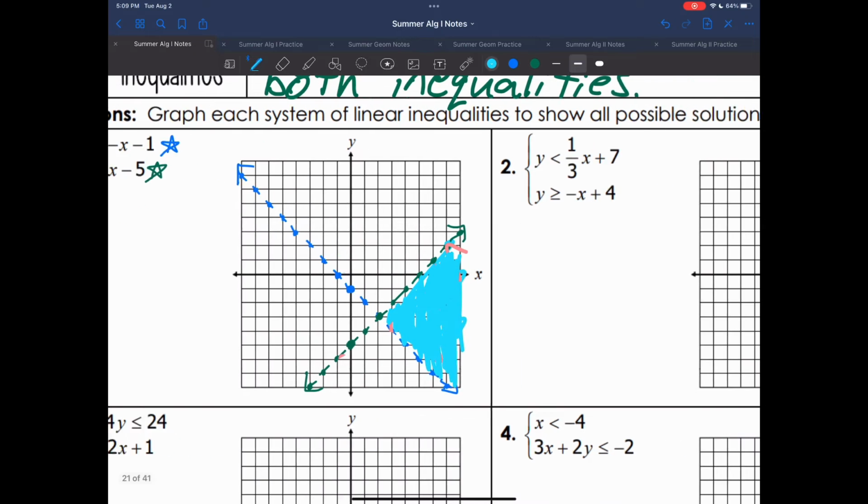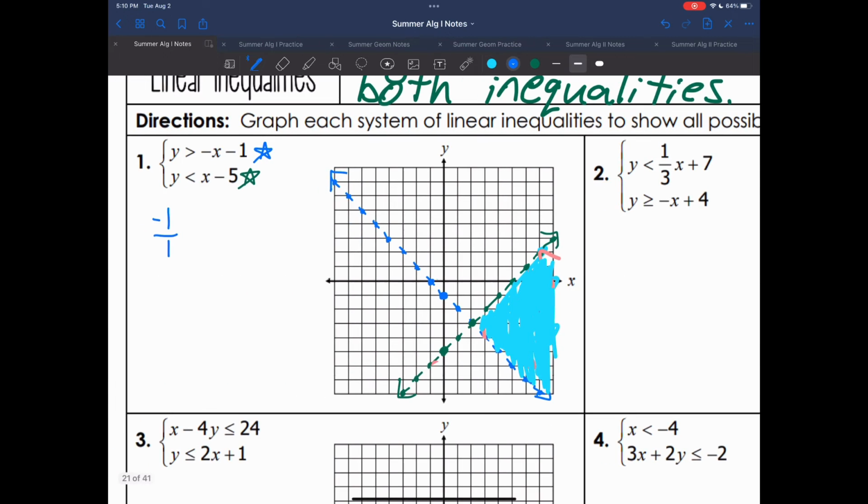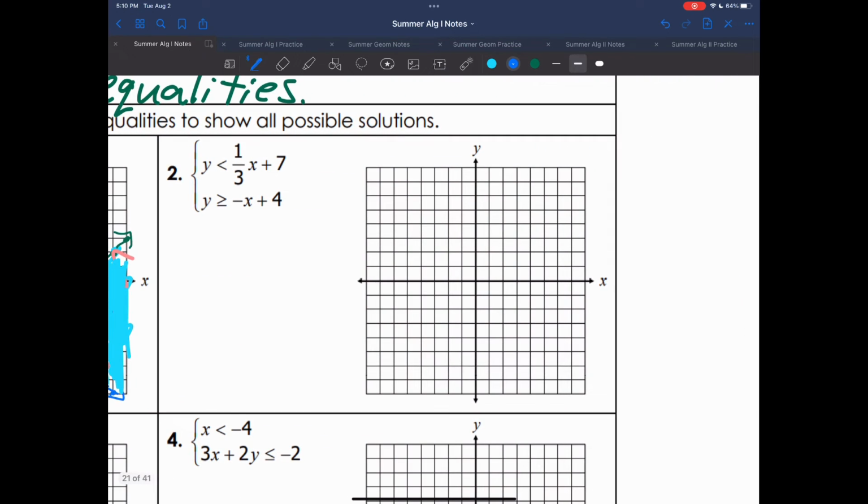So let's try a few more. All right, number 2. Let me change. Okay, did we start with blue? Yes, we did. All right, let's try this one again. Or if you want to pause it and try it yourself and then check, go for it. They're both in slope-intercept form, which is ideal.